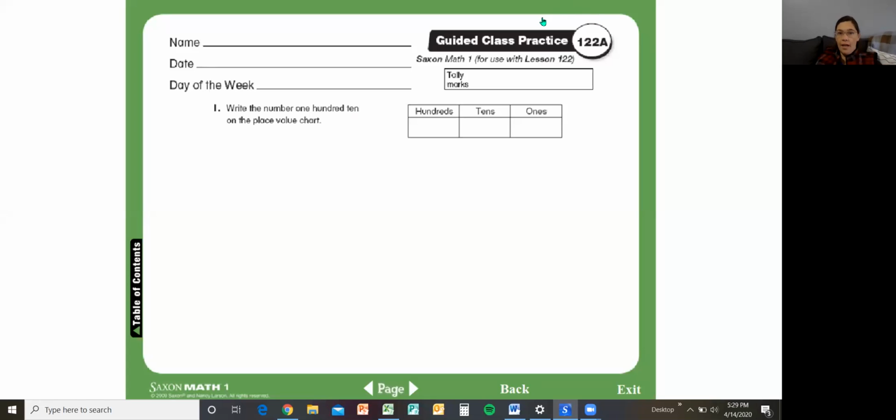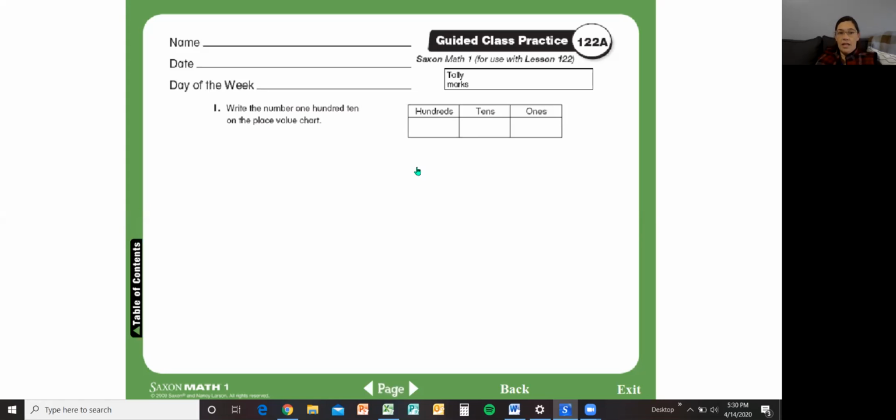So if you have not yet, you need to write your name, the date, and the day of the week, and also tally marks for today's date. Now, I'm looking at my calendar. On day 13, it's Thursday. So Thursday goes here, April 16th, 2020. So you're going to write 16 tally marks over here in this box. Okay, if you haven't done that yet, you can pause the video and then restart it once you've done it.